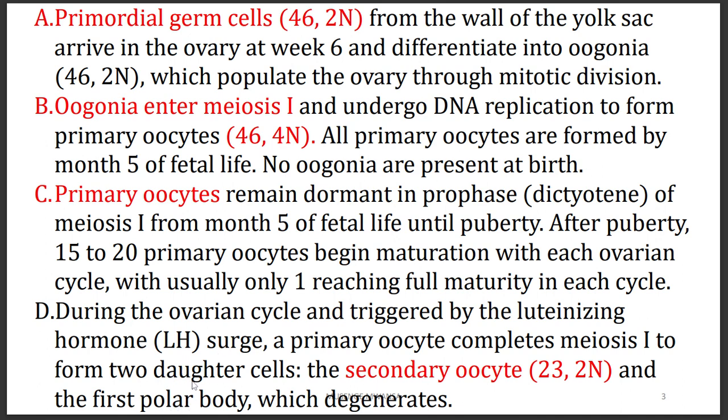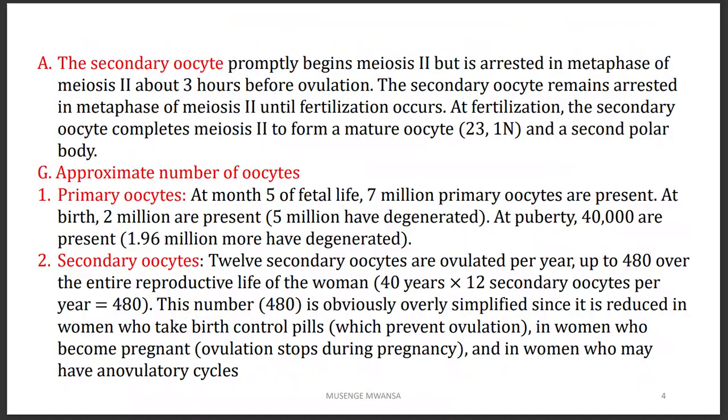Now, when the primary oocyte starts to undergo meiosis, it's going to form two cells, the secondary oocyte and the polar body. Because the polar body receives little nutrition support, it is going to degenerate, and the secondary oocyte is the one which is going to continue. So the next thing that happens is that the secondary oocyte is going to now begin meiosis 2.